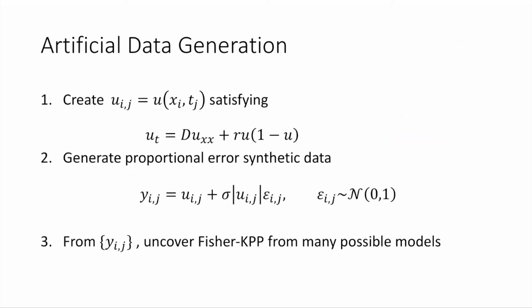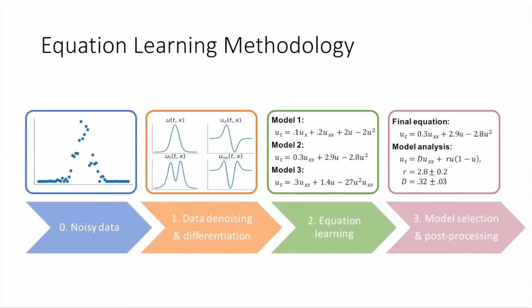And then in the third step, we want to work with this noisy spatiotemporal data and uncover that the Fisher-KPP equation is the PDE model underlying this data from many possible candidate models. For this third step, we've developed the following pipeline in order to do this. In this pipeline, we have 3 main steps, where beforehand, we assume that we've measured or collected some noisy spatiotemporal process. And then in the first step, we perform data denoising and differentiation, where we obtain a smoothened version of the data and then use this smooth version to estimate the derivatives of the underlying PDE model.